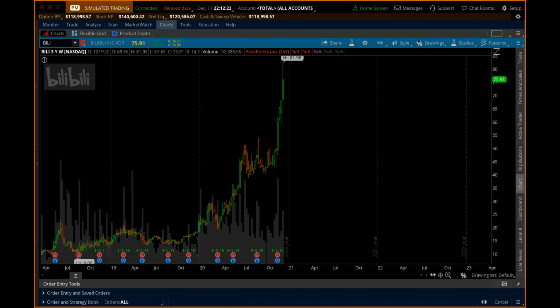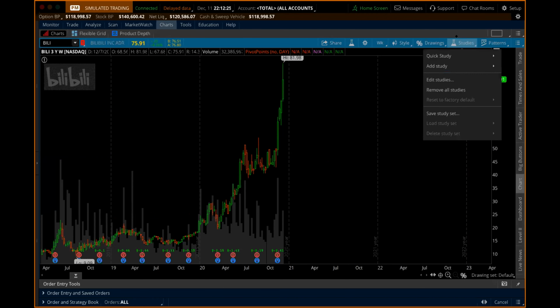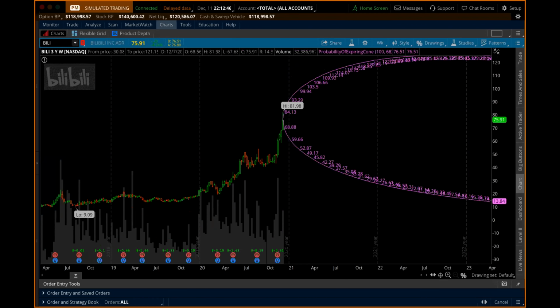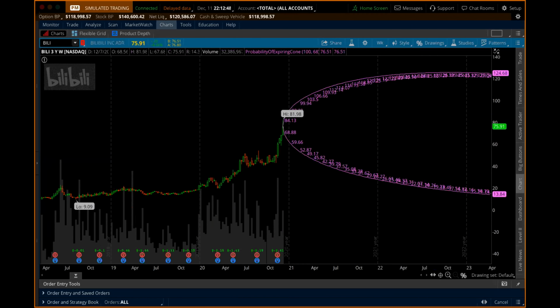Also, I want to show everyone who's sticking around on this call, who's trading options, and this might work for people trading stocks as well, like buying and holding, long investing, or even swing trading. This one's pretty useful. It's a probability of expiration. Look at that flag though. This thing is pretty good. BILI is a Chinese gaming company.